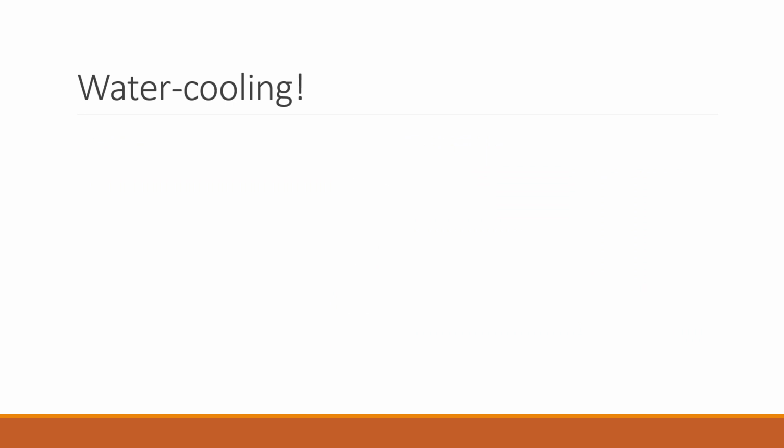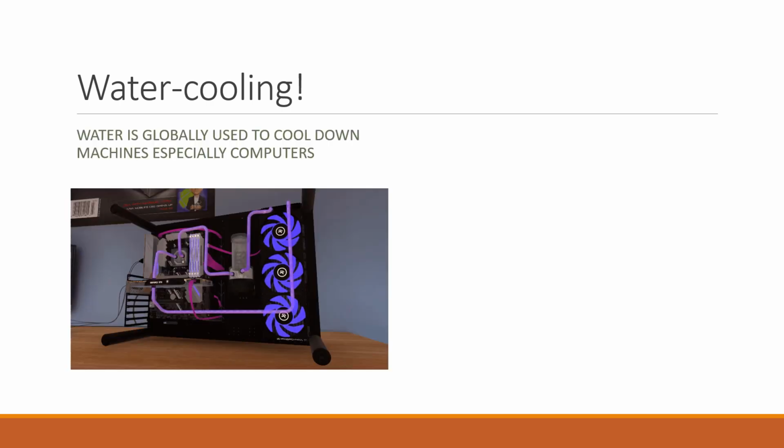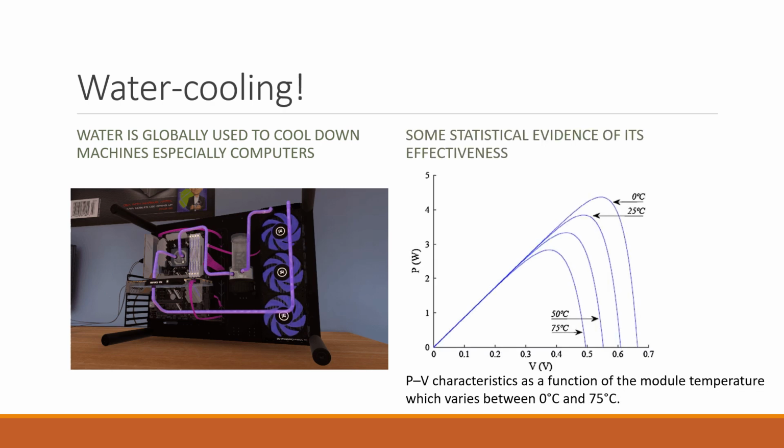Now my proposal is an easy, affordable model of water-cooled solar panels. Due to water's high specific heat and density, it's largely used to cool down machines and especially computers. I decided to use water for my project since it could absorb the heat of the panels effectively without heating up much if put in large amounts. A study by Ain Shams Engineering Journal confirms that solar panels show higher efficiency when water-cooled.